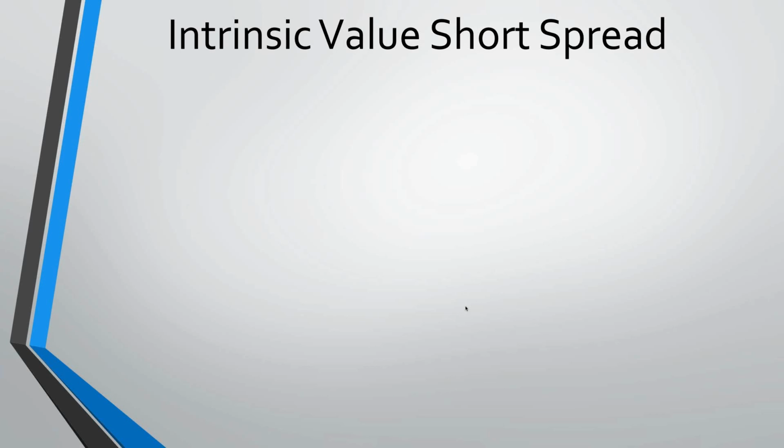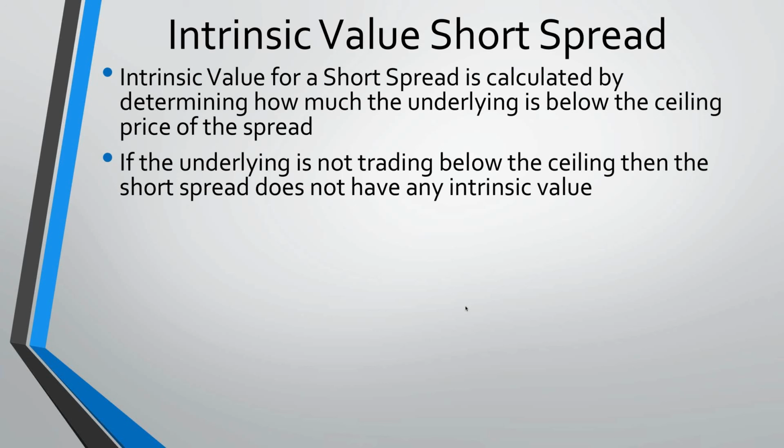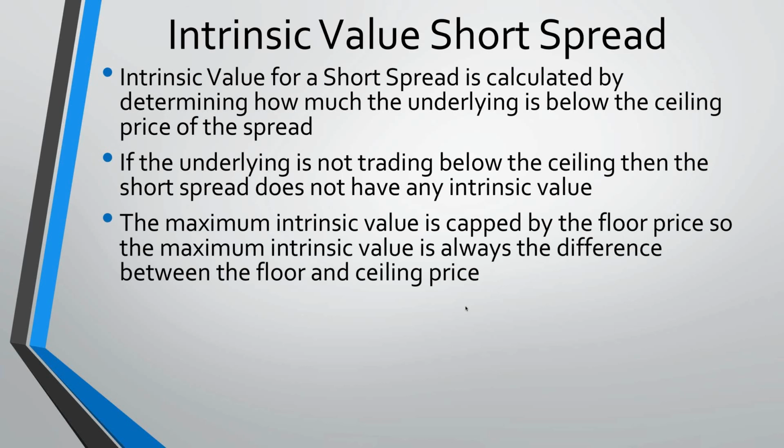Intrinsic value of a short spread. Intrinsic value for a short spread is calculated by determining how much the underlying is below the ceiling price of the spread. If the underlying is not trading below the ceiling price, then the short spread does not have any intrinsic value. Again, it's either at the money if it's trading right at the ceiling, or out of the money if it's trading above the ceiling. The maximum intrinsic value is capped by the floor price.